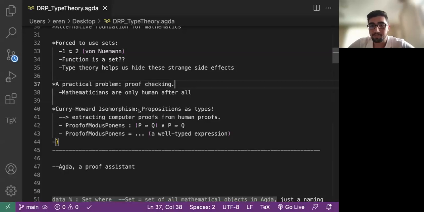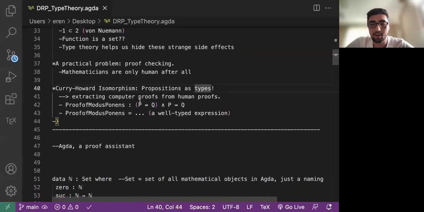And that possibility was observed by two mathematicians, Curry and Howard. And this approach is called the Curry-Howard isomorphism. It states that we can see propositions as types, and a term of a type, a proposition, can be considered as a proof of that type. This approach can help us extract computer proofs from human proofs.